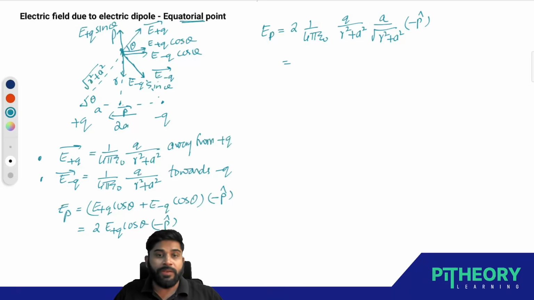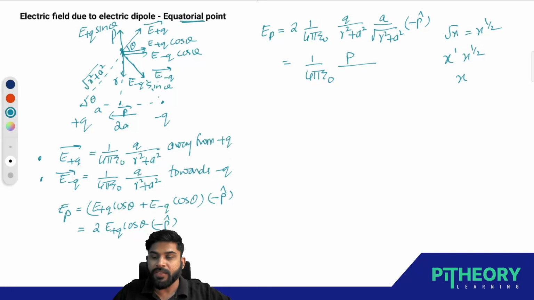So this 2qa, you can write it as the dipole moment P, and this relation becomes 1 by 4 pi epsilon 0 vector P divided by... if you see here, x to the power 1 into x to the power half. Root x, we can write it as x to the power half. So this will be equal to x to the power 3 by 2, we can write. So this obviously is r square plus a square whole to the power 3 by 2 into minus p cap.